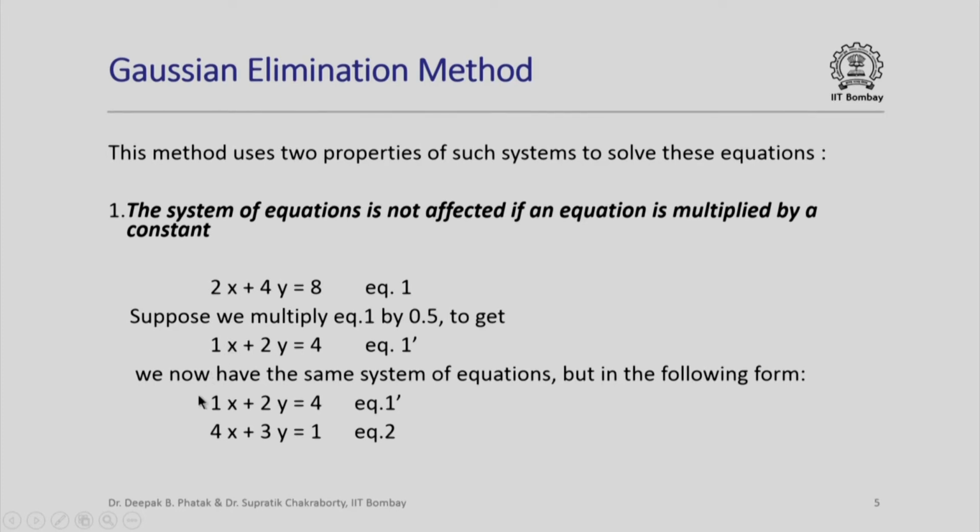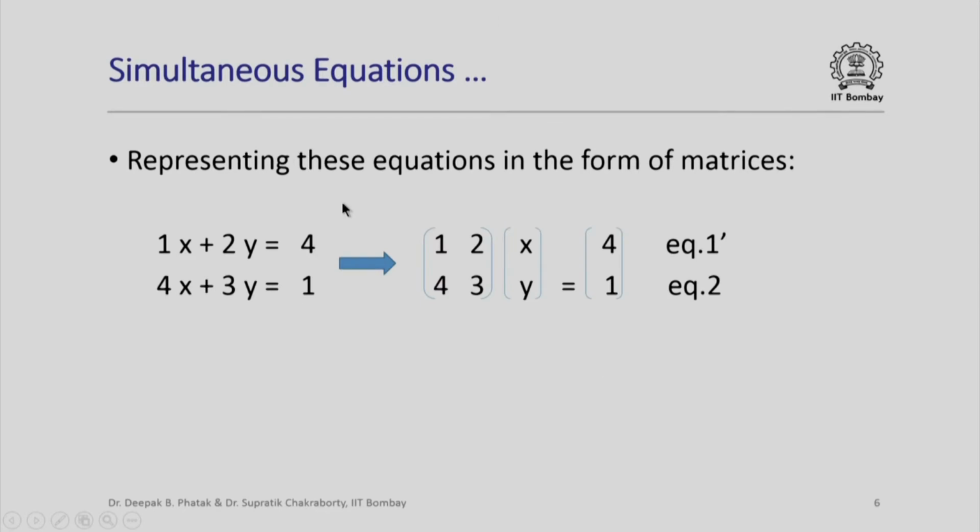With this change, we now have the same system of equations, but in this form: 1x plus 2y equal to 4 as equation 1 prime and 4x plus 3y equal to 1 as equation 2. We again represent these equations in the form of matrices that we saw. So this system naturally translates into a two-dimensional matrix having 1, 2, 4, 3 as elements, x and y as a vector, and 4 and 1 representing the right hand side.